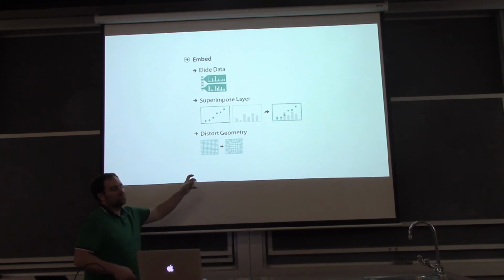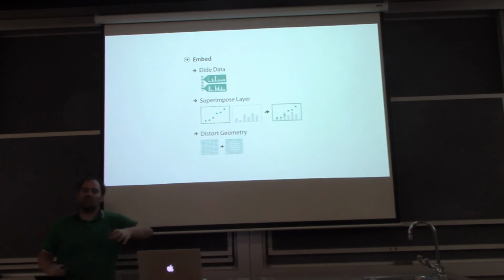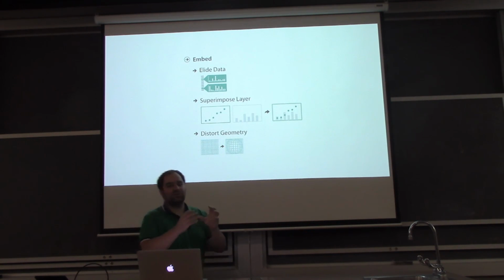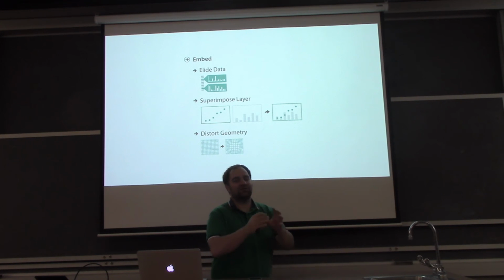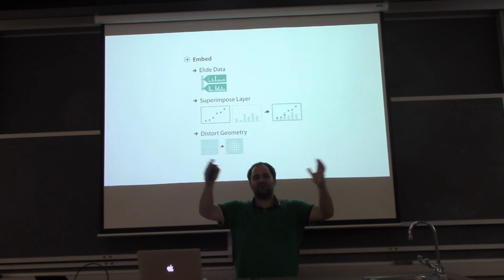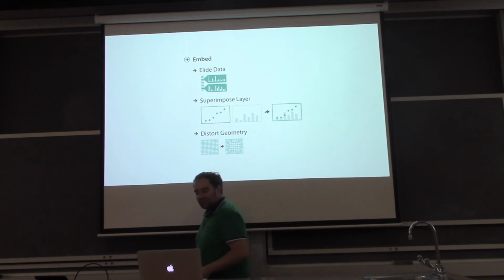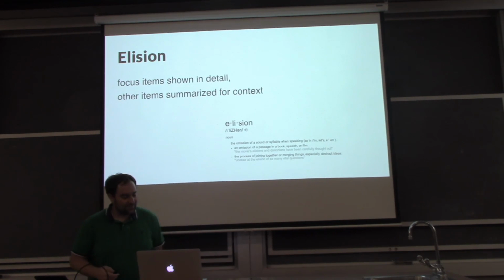Or we could distort the geometry. So if I were to look at the map of the world and I wanted to focus in on Paris, I could simply say, okay, show me Paris big and distort everything around it. And so we'll look at these properties for a second.